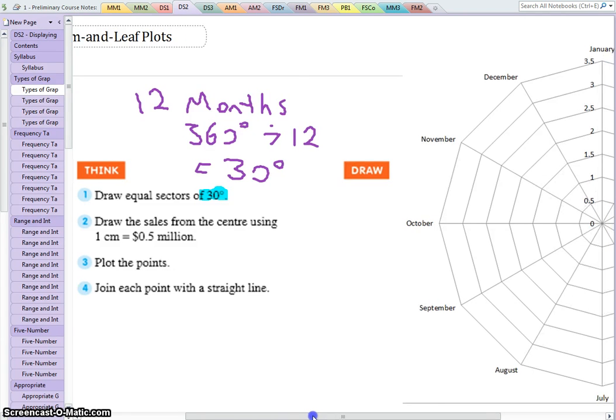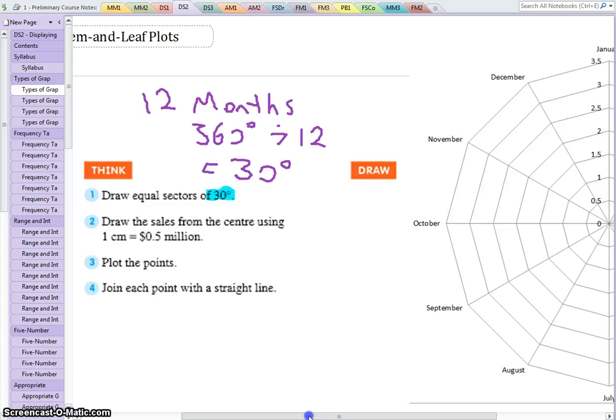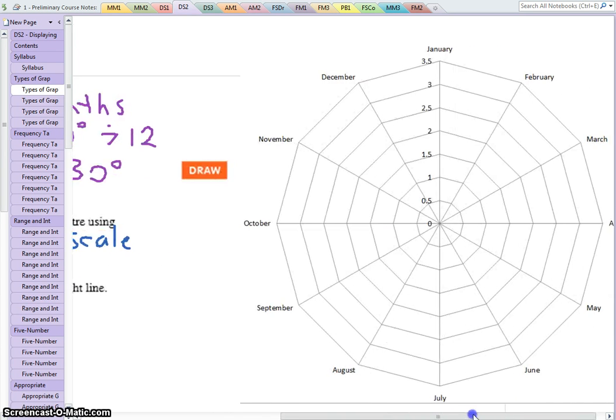Okay, so you then draw the sales from the center using 1 centimeter equals 0.5 million. That's pretty important. That's the scale that you're using. Just write that in. What that means is if we scroll across to the side, each centimeter you go up is 0.5 million. It's like the vertical axis on a column chart. If you were going to 1.5, you'd end up with a column looking like that.